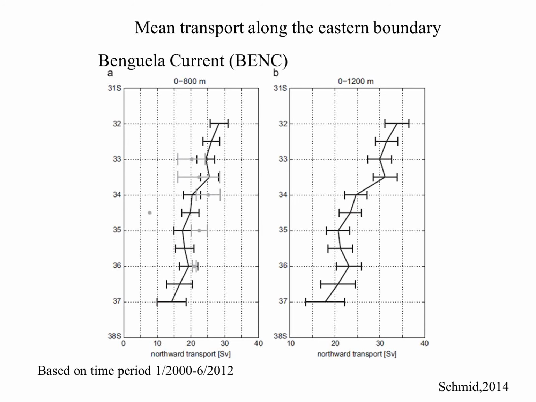And then I did the transport along the eastern boundary. For 0 to 800 meters is the more interesting one for the Benguela Current. Again, the results from this velocity field agree really well with earlier observations from various studies. There's also a latitude dependence, but it's not as strong as for the Brazil Current.